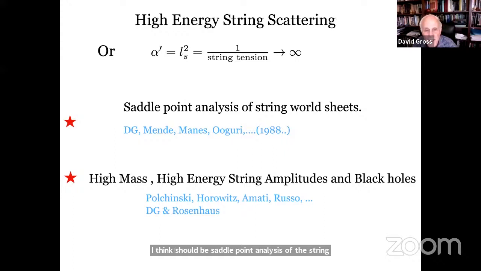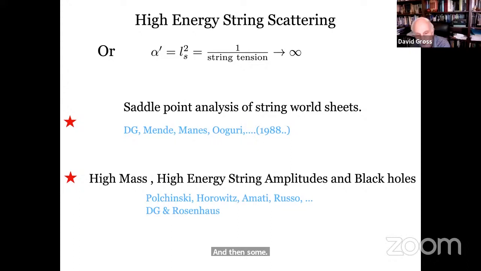And then some recent work trying to explore an old idea of Polchinski, Horowitz, Susskind, Amati, Russo, and others, on trying to identify massive string states with black holes and probe stringy black hole microstates.